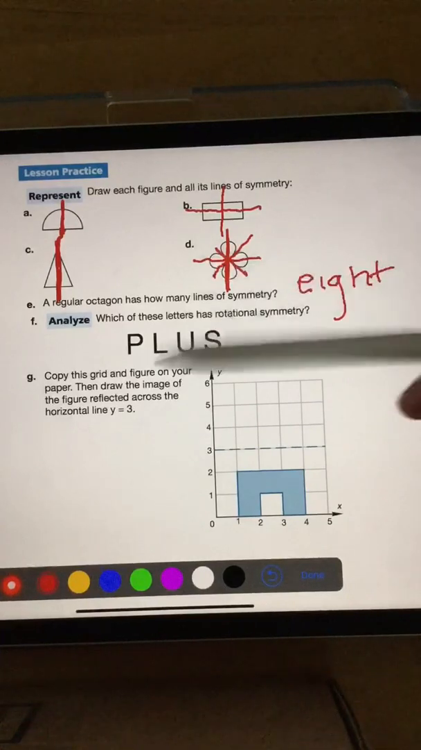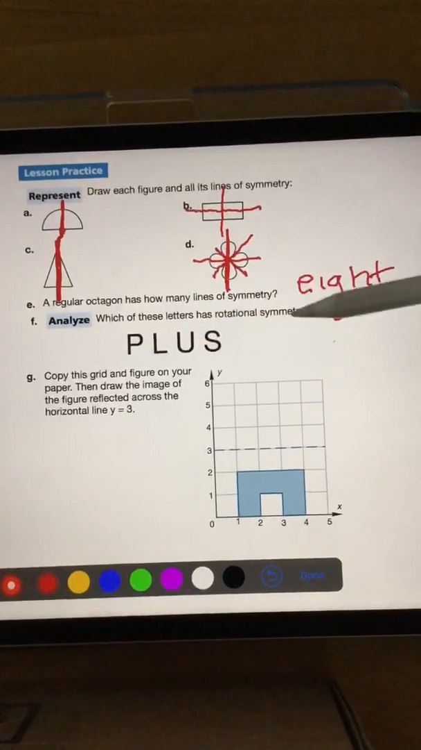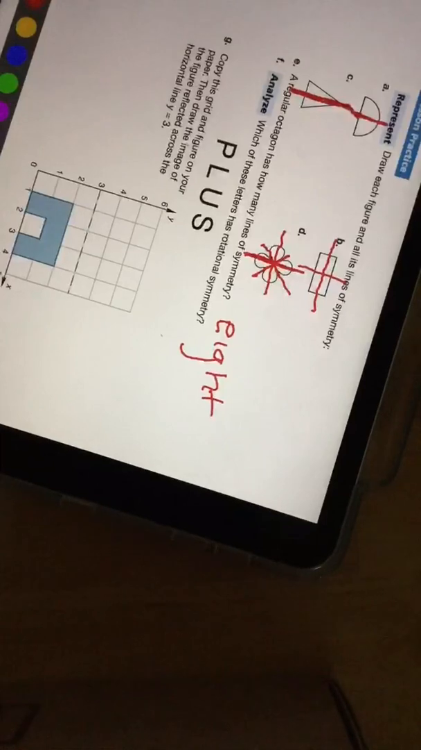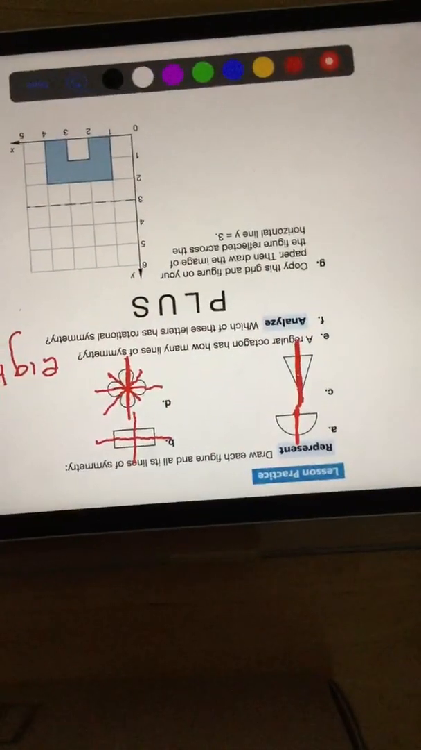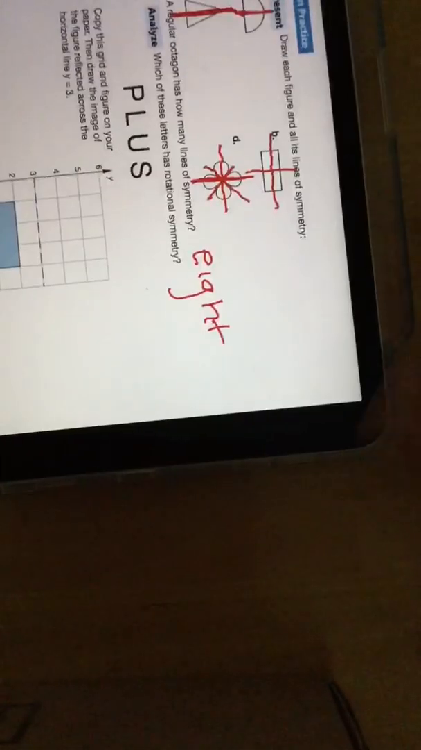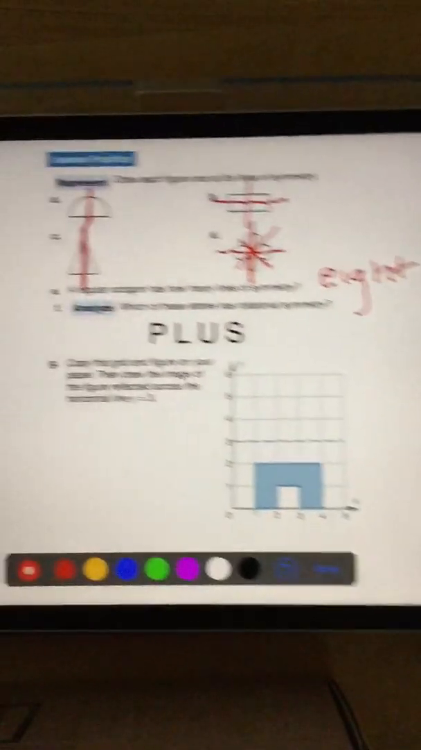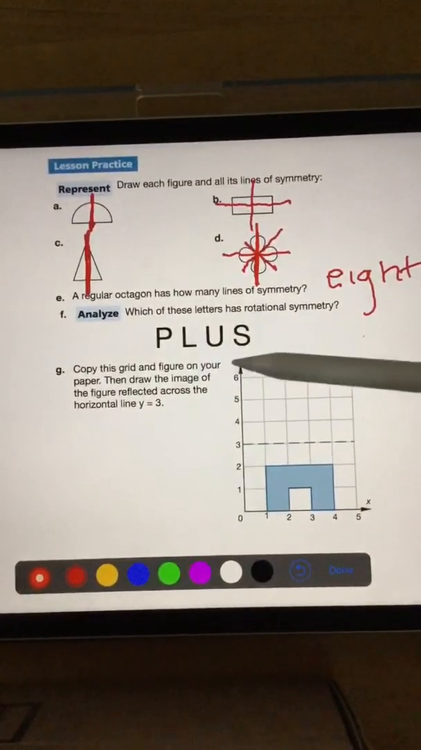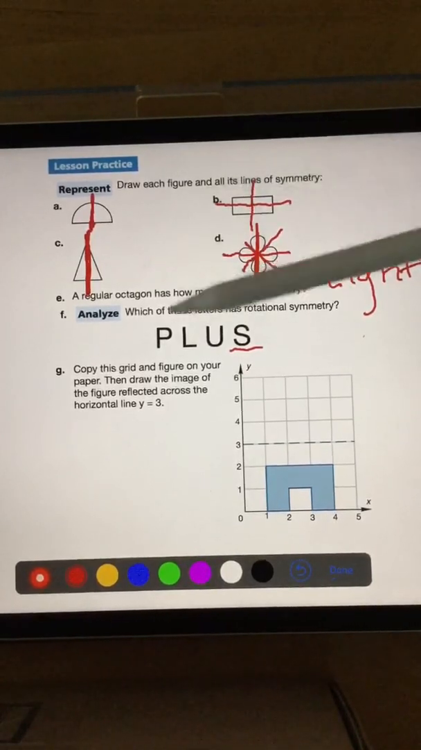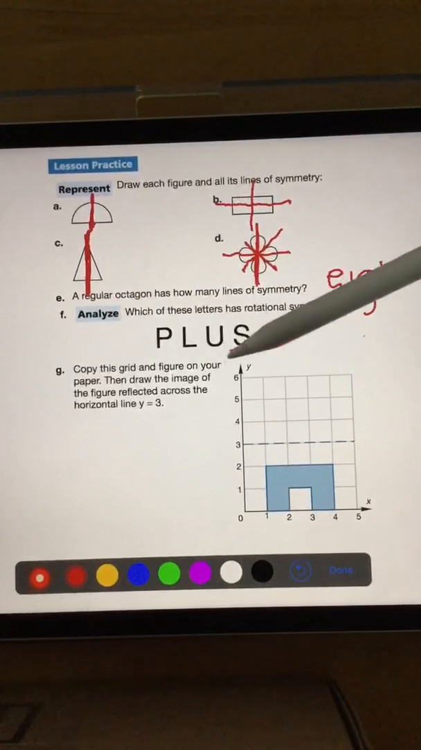All right, now, which of these letters has rotational symmetry? I'm going to turn this, and you are going to tell me which of the letters has rotational symmetry. It's the same as it was the other direction. I hope that you all picked S. S has rotational symmetry.